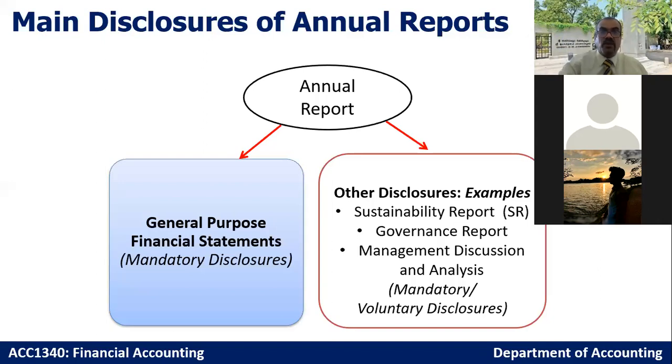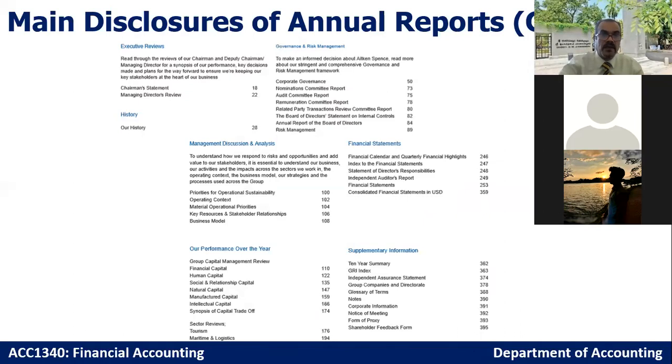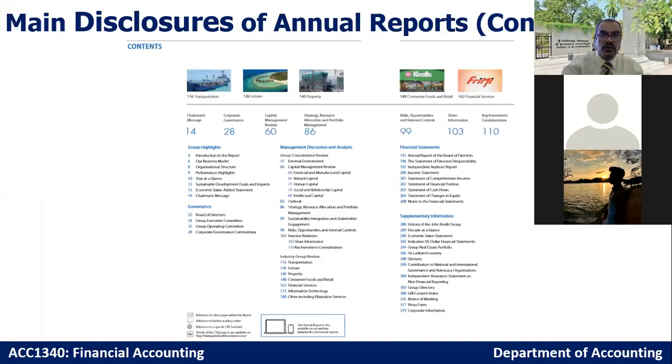Annual report is a complete report which has mandatory requirements and non-mandatory. Mandatory means compulsory, you must report. These things are given in the content pages. So basic things, your background, your leadership, management, executive reviews, management discussion and analysis, governance and risk analysis, financial statements, supplementary information, and their performance over the year. So in a nutshell, performance also should be disclosed. Then main disclosures, other areas, even group information should also be disclosed.